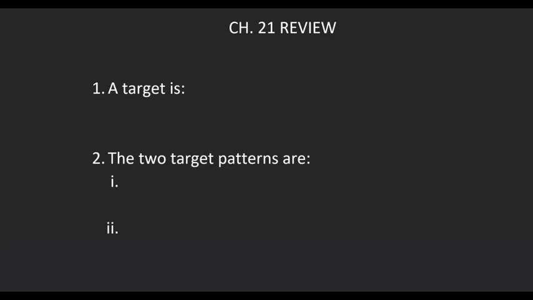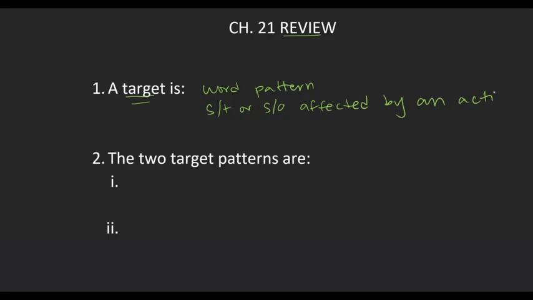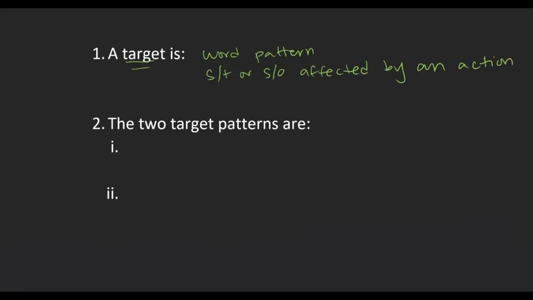Okay, let's review everything to do with targets. So first of all, the definition of a target. What is a target? A word pattern that describes someone who is or something that is affected by an action. Someone or something affected by an action. So examples would be oppressed, one who is oppressed. Right, one who is oppressed. One who is denied, right? They're being affected by the action of oppression or denial.